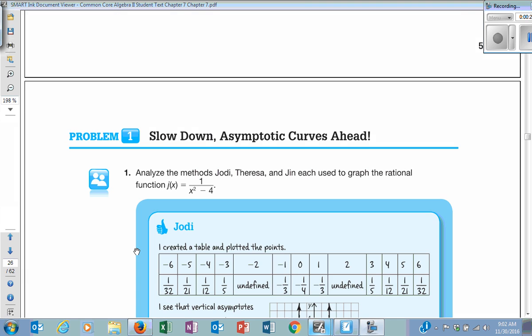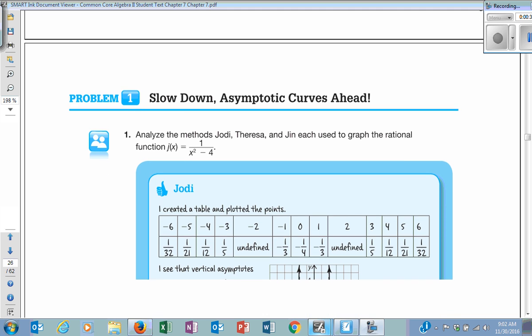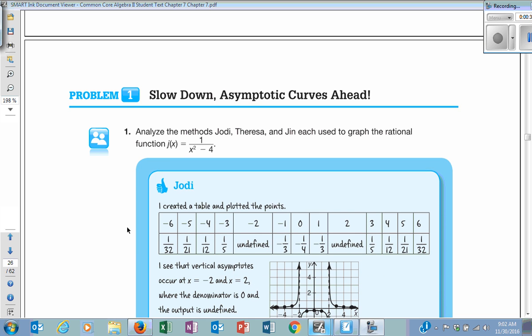So first off, it says analyze the methods Jody, Teresa, and Jen use to graph each of the rationals. We're really going to focus on Jody and Teresa. We're not really going to focus in on Jen. Jody, if I was going to do a problem, I would do what Jody is doing. I think it's the best way.